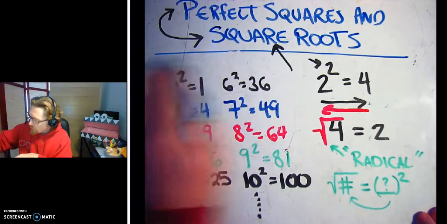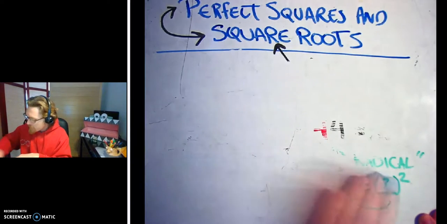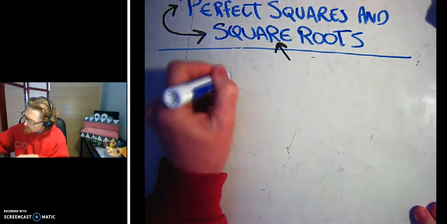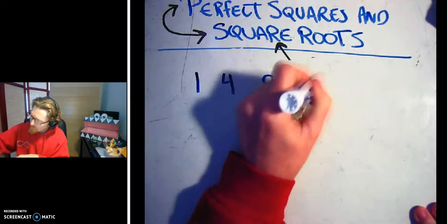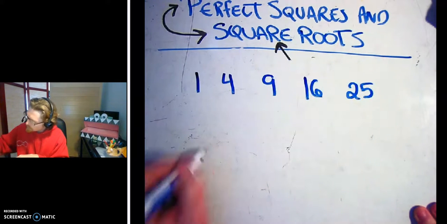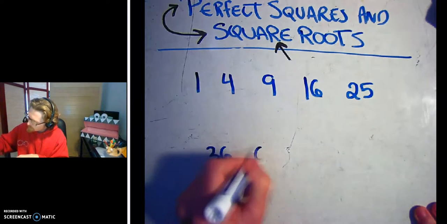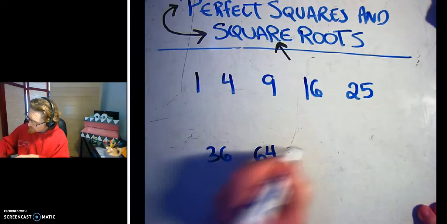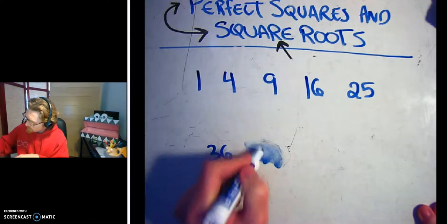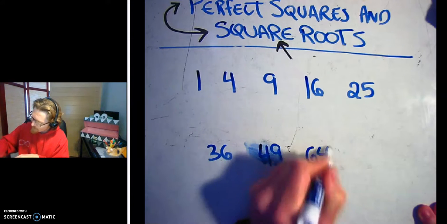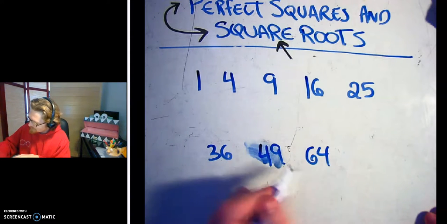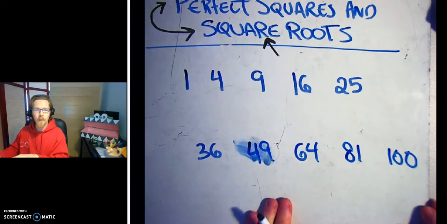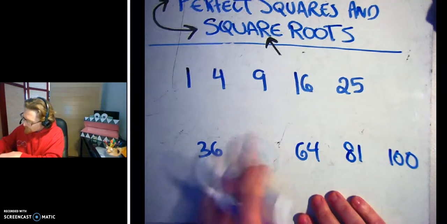So if we look at all of those perfect squares that we mentioned earlier, so let's kind of make a list. We had 1, 4, 9, 16, 25. We had 36, oh, I'm sorry, I skipped one, 49, 64, 81, and 100. These were kind of those perfect squares that we referenced earlier.